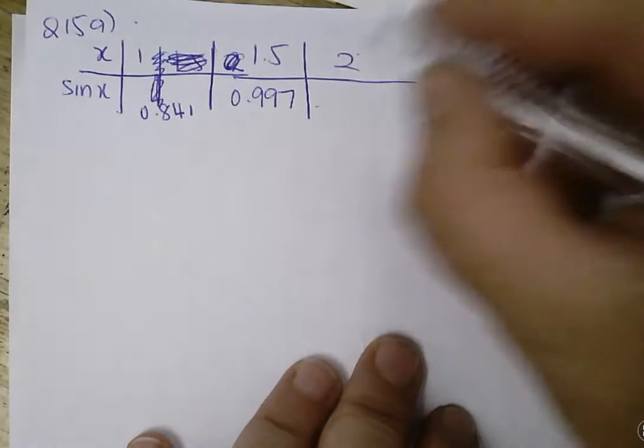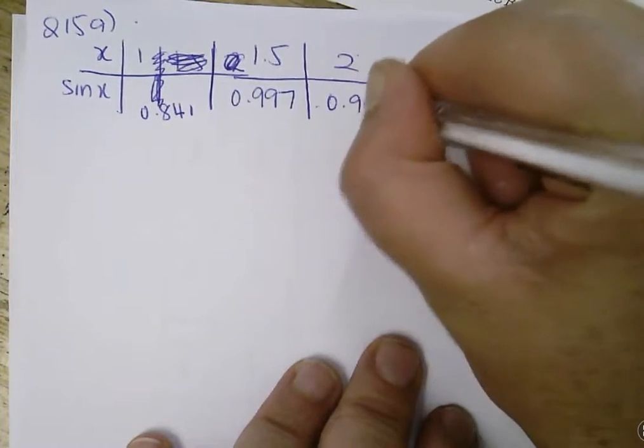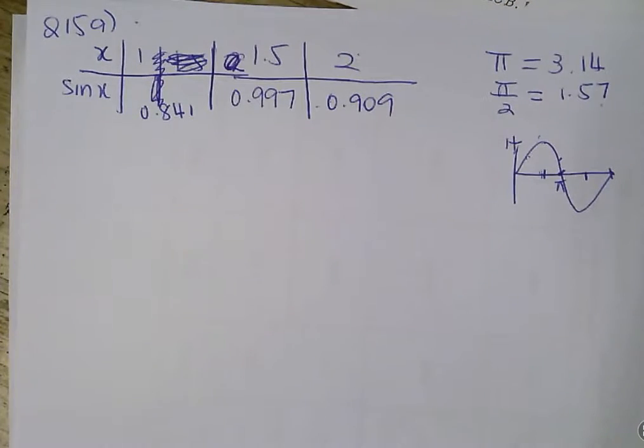Yes, it is. What is it? 0.909. All right. Who remembers Simpson's rule?